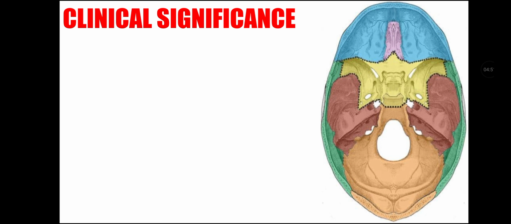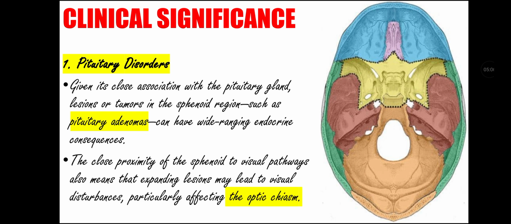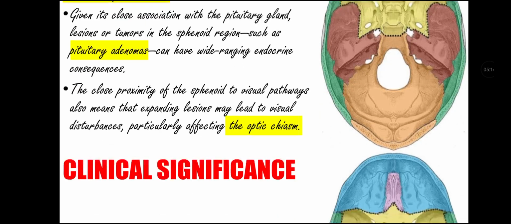Now let's talk about clinical significance of sphenoid bone. First is pituitary disorder. Given its close association with pituitary gland, lesions or tumors in the sphenoid region, such as pituitary adenomas, can have wide-ranging endocrine consequences. The close proximity of sphenoid to visual pathway also means that expanding lesions may lead to visual disturbances, particularly affecting the optic chiasma.